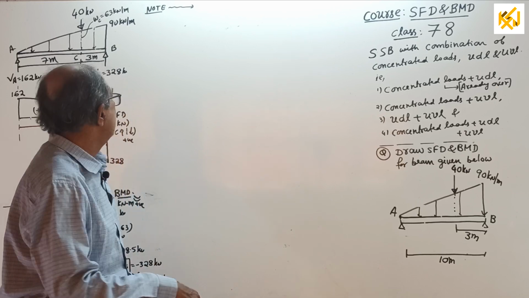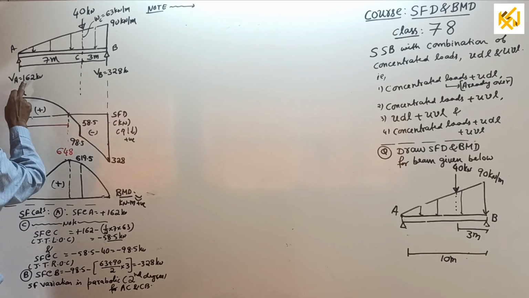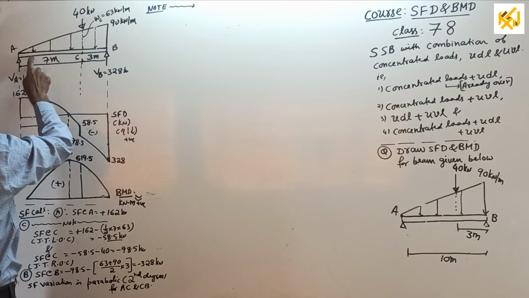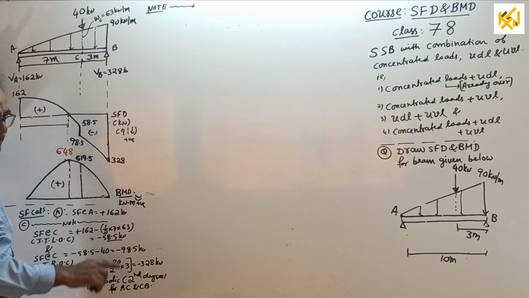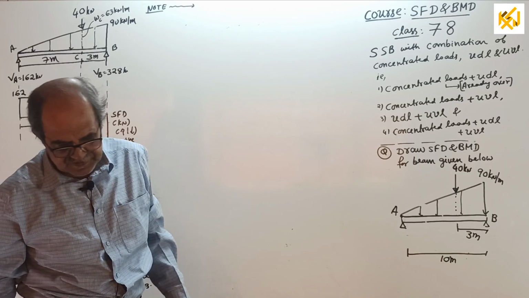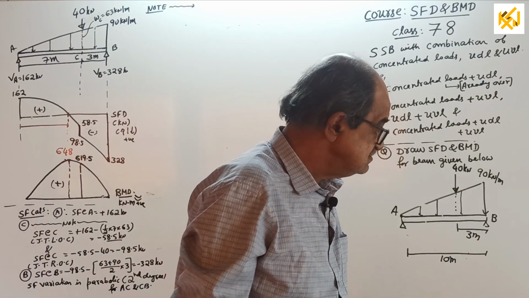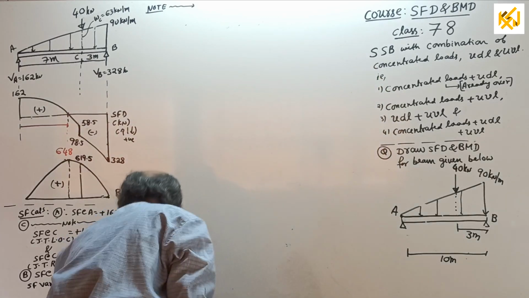Start now. Style. Go up by 162. Already known. From here to here come down by half into 7 into 63. Half into 7 into 63 equals, I don't know where the calculator is. I kept the calculator somewhere. Here. Okay.